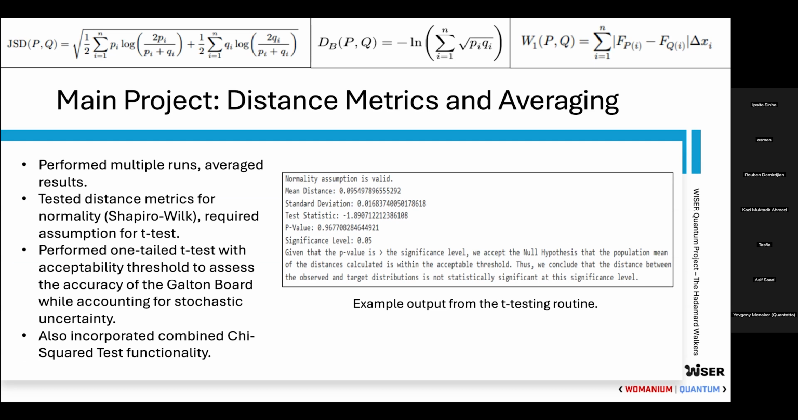Some of our example results are on the right there. We also incorporated chi-squared functionality as well. In the future, we would also control for systematic errors like drift. Now on to my colleague Ismail to explain our extension.